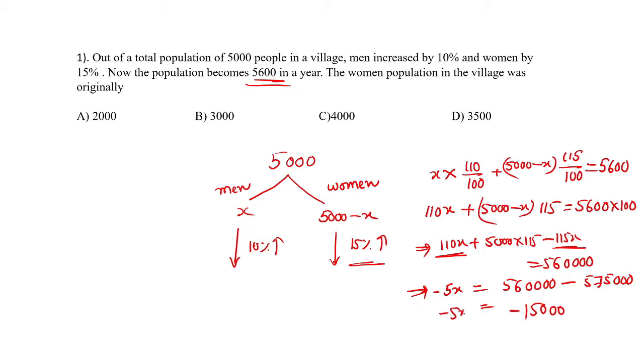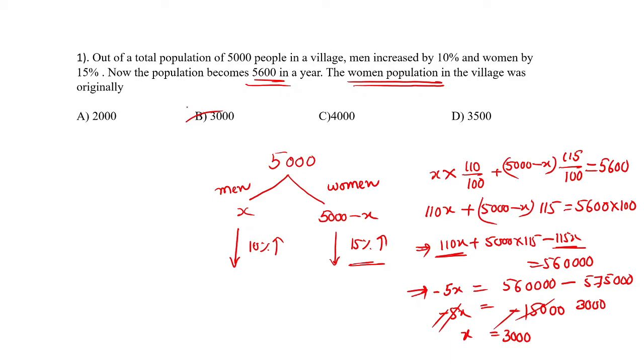Okay, minus 5X equals minus 15,000. Minus and minus get cancelled, and 5 goes into 15,000 how many times? 3,000 times. Now X is equal to 3,000. But what is the question? The women population in the village was originally. We have to find out the women population. So many students put the answer as 3,000.